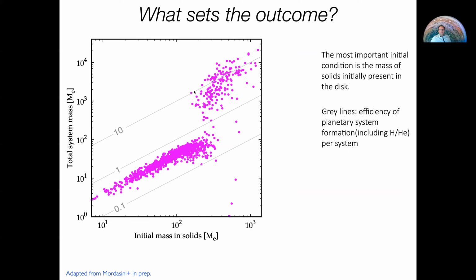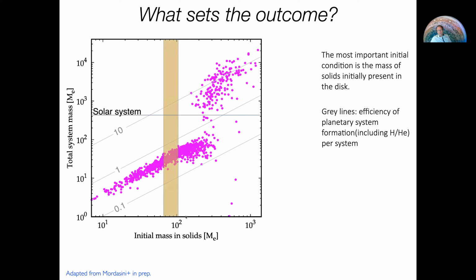And then once we reach something more between 100 and 200 Earth masses, this is when we can start forming the giant planets, and therefore the total system mass goes up relatively quickly. And if we go even further up, we get very massive systems which contain really massive giant planets here. We can compare that with the solar system.